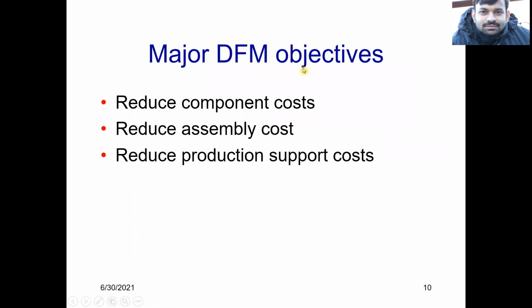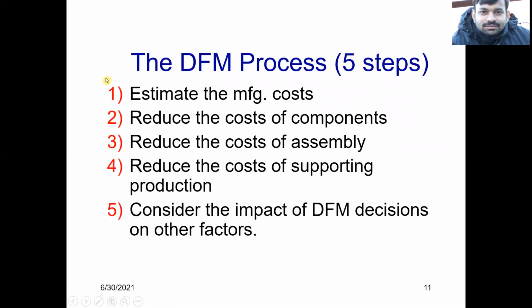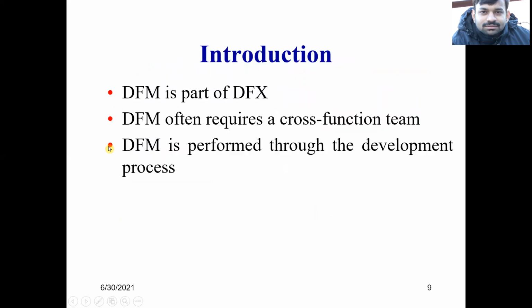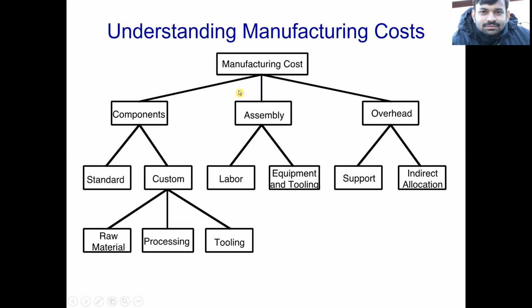Okay. Then what were the major objectives? That is to reduce the component cost, reduce the assembly cost, and reduce the production support cost. Now, what are the steps for design for manufacturing? So the first step is to estimate the manufacturing cost. And how will we estimate the manufacturing cost? We'll estimate the manufacturing cost by estimating all these costs.